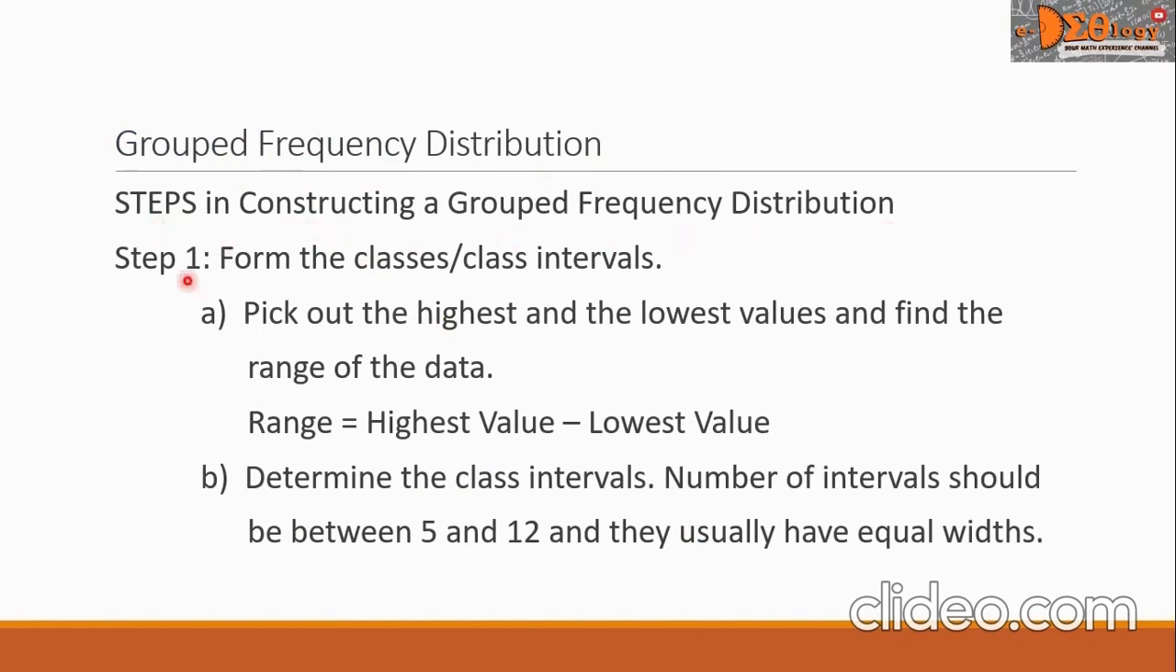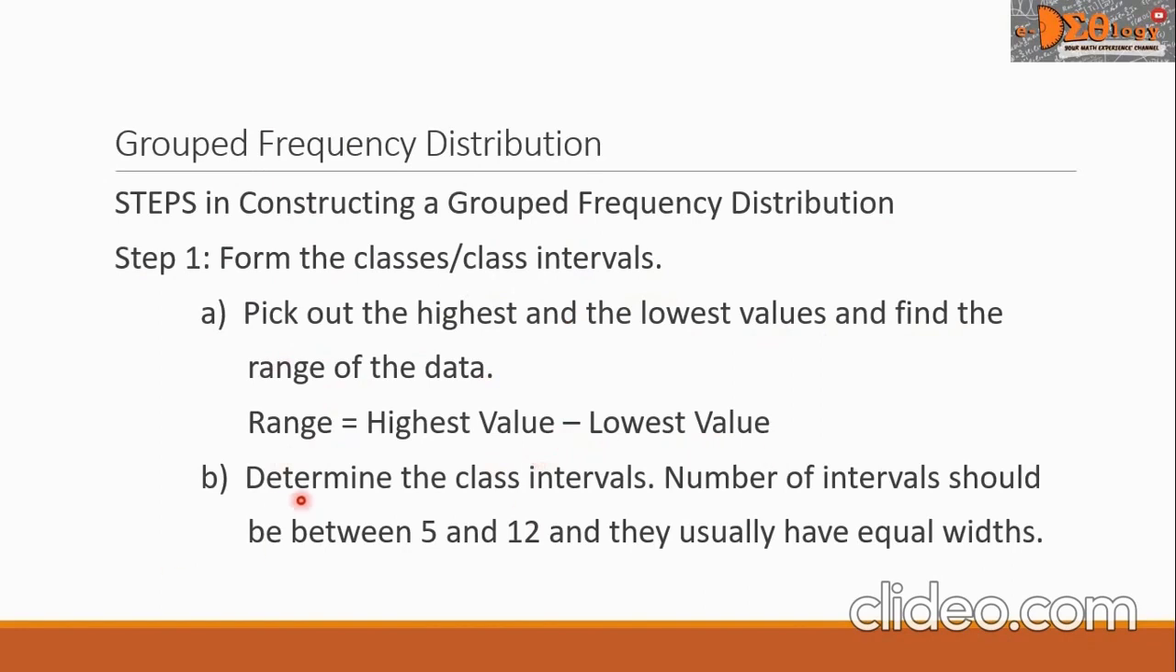The step 1 is to form the classes or class intervals. There are 4 sub-steps for this step 1. The first, or letter A, pick out the highest and the lowest values and find the range of the data. The formula for the range equals highest value minus lowest value.